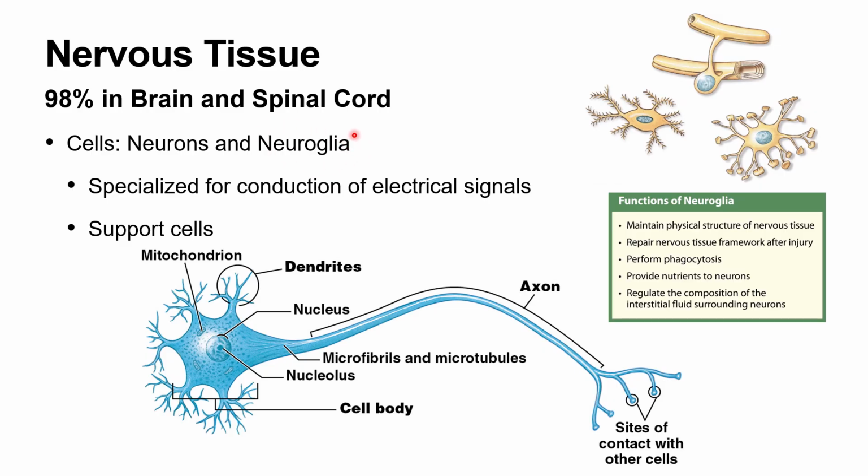The neuroglia are going to be the different types of support cells that we have in the body. With our neuroglia, we have things like our astrocytes that we would see right here that are going to maintain the physical structure of our nervous tissue. We also have different types of neuroglia that are responsible for functioning as the white blood cells of the nervous system. They're going to perform phagocytosis to help eat up any invading pathogens.